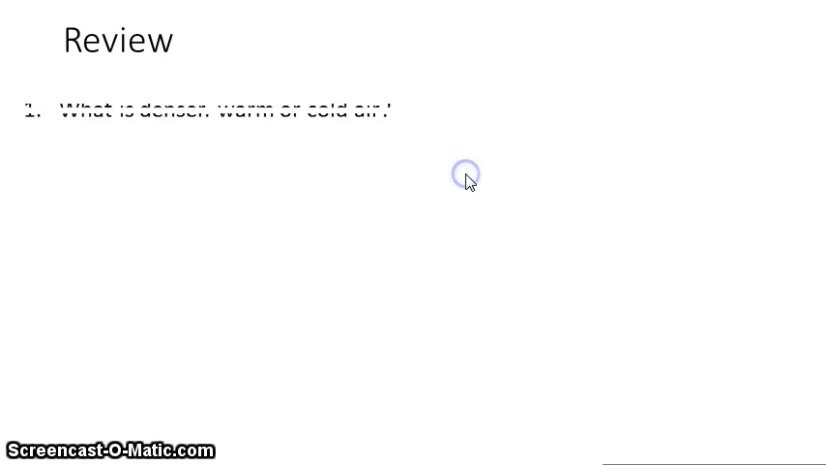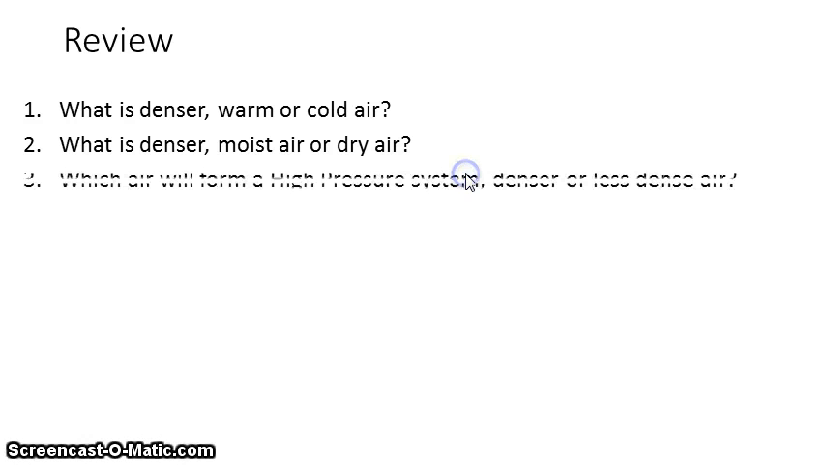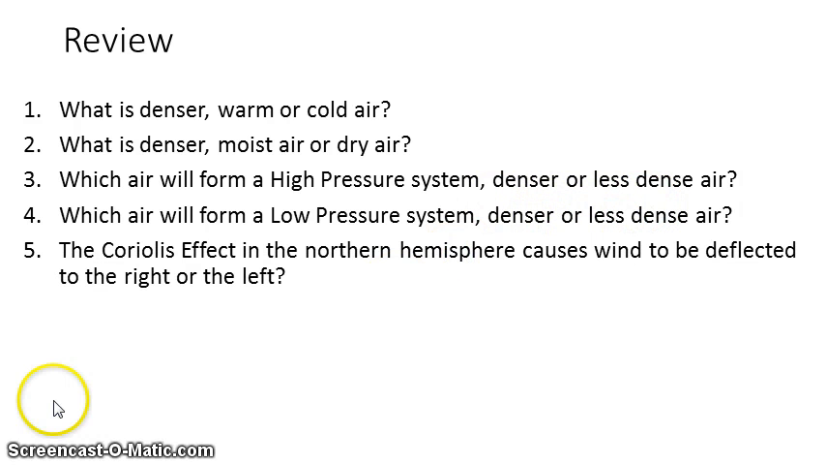So we look at a little bit of a review here. What's denser, warm or cold air? That would be cold. What's denser, moist or dry air? That would be dry. Which of the following forms a high pressure system, dense or less dense air? We're going to have denser air forming a high pressure system. Which of the following forms a low pressure system? It's going to be less dense air.